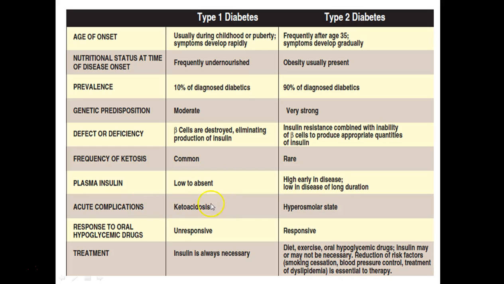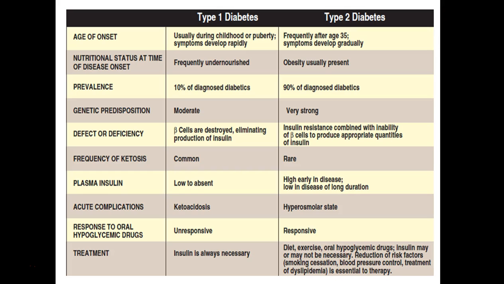Now, what are the acute complications? Obviously, this will be ketoacidosis in type 1. In type 2, it would be a hyperosmolar state, hyperosmolar coma. Then response to oral hypoglycemic drugs: in type 1, no way, you have to give insulin to them. And type 2 patients will respond to oral hypoglycemic drugs. In type 1, insulin is always necessary. A lot of modifications have come in the treatment. For type 2, all these things have to be kept in mind: diet, exercise, oral hypoglycemic drugs, and reduction of risk factors. Smoking cessation, blood pressure control, and treatment of dyslipidemia are essential for the functioning of the drugs which we take for type 2 diabetes management.